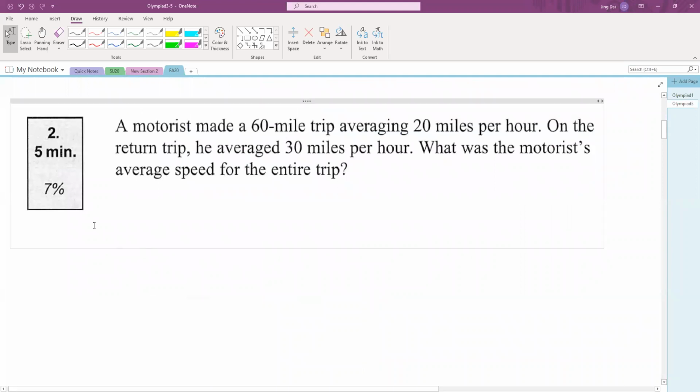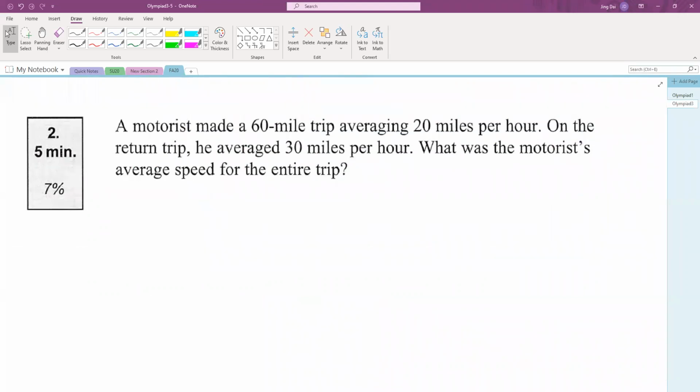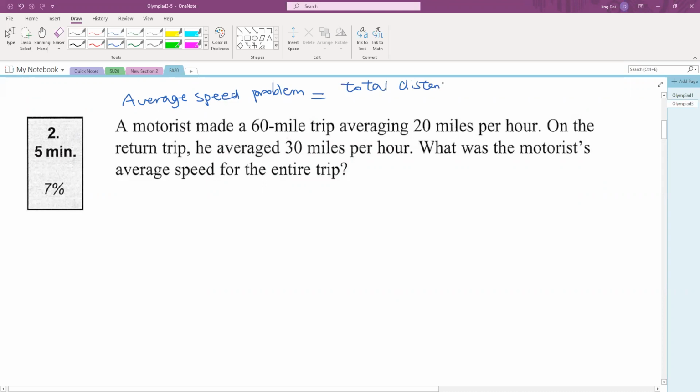So obviously only 7 students out of 100 students within 5 minutes got this question right. But for those of you who have taken our summer class, you will know that this is a very typical average speed problem type. So if you know the formula that we're supposed to divide the total distance by total time, okay? If you know the formula here, you should be able to figure this one out.